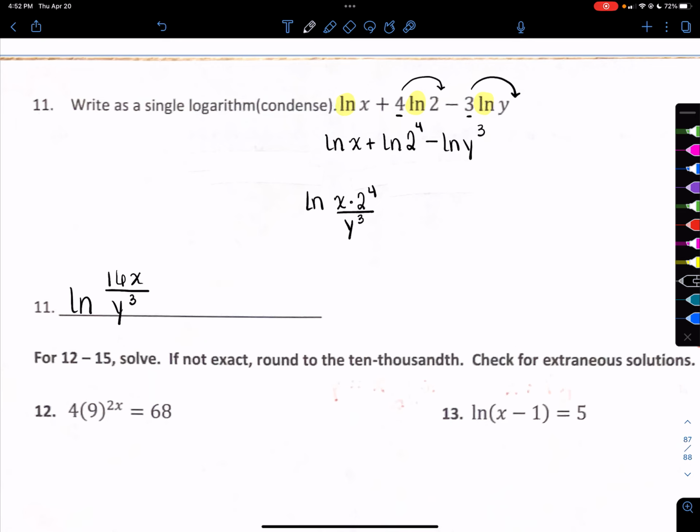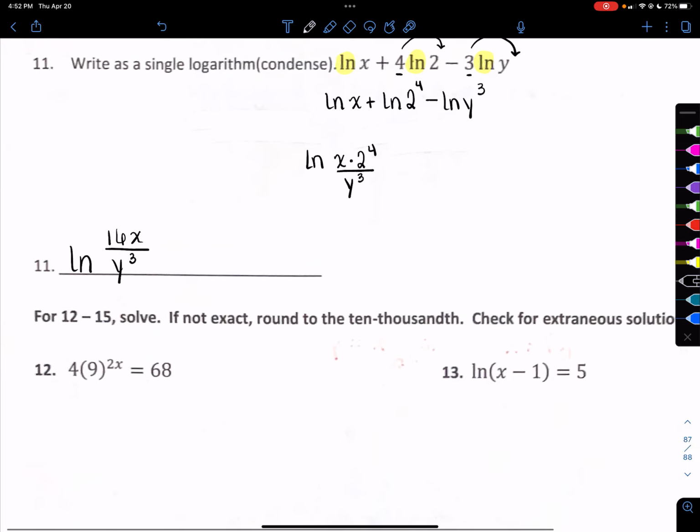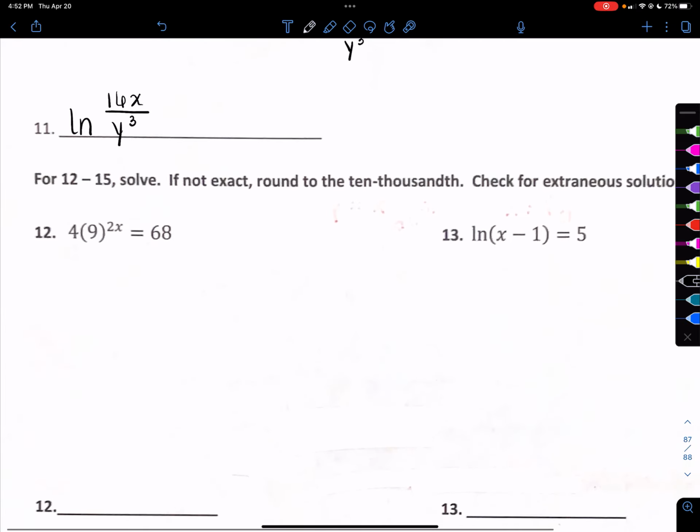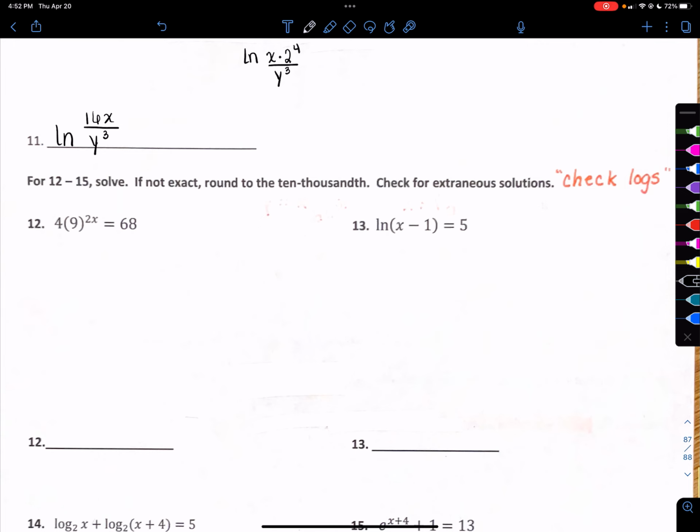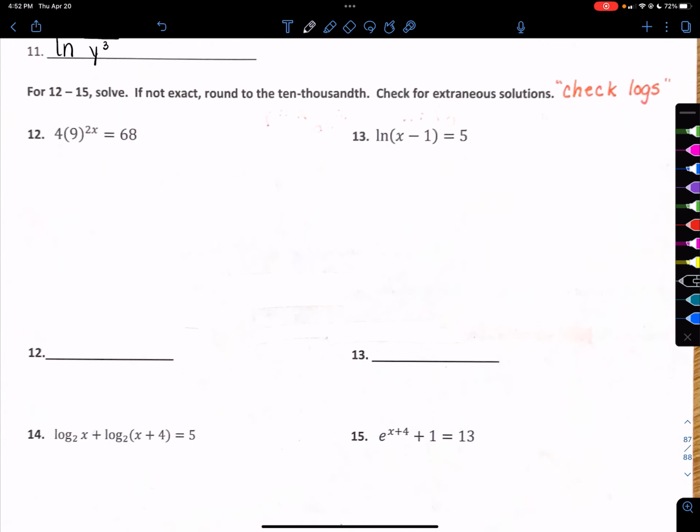All right, so let's go on to problems number 12 through 15. These are the ones where we are solving. These are a lot of the ones that we practiced in class today, or that were around the classroom. So when you are solving, you need to determine whether it is in exponential form or log form. When we're solving, we need to round to the 10,000th place if it's not even. And if it's a log, we're going to check for extraneous solutions.